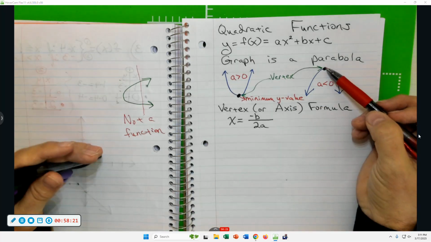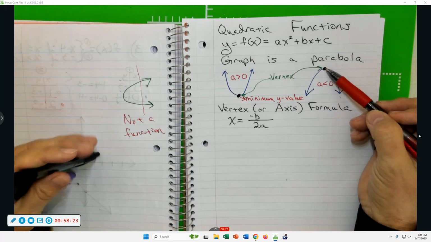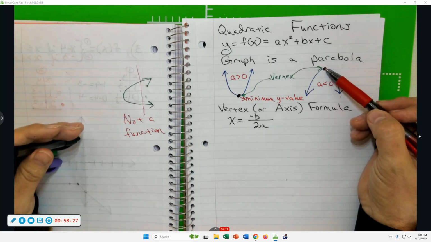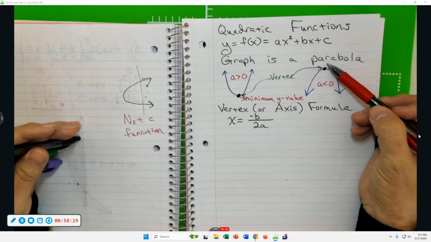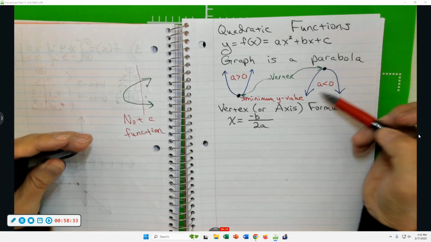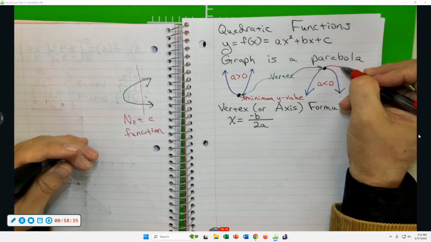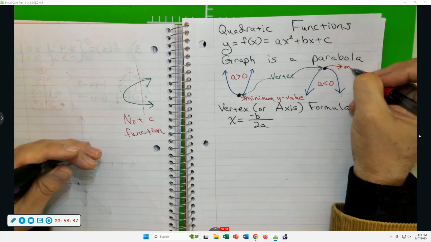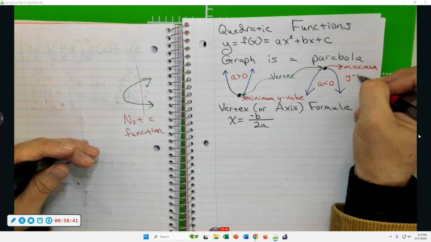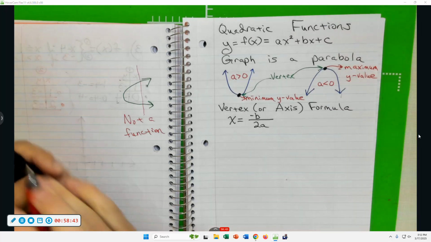When a parabola is opening downward, the vertex is the highest point on the graph. That means this point here is taller than any of the other points. So when a parabola is opening downward, that y value corresponds to the maximum y value on the graph.